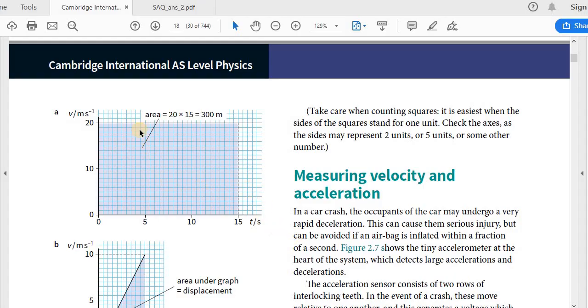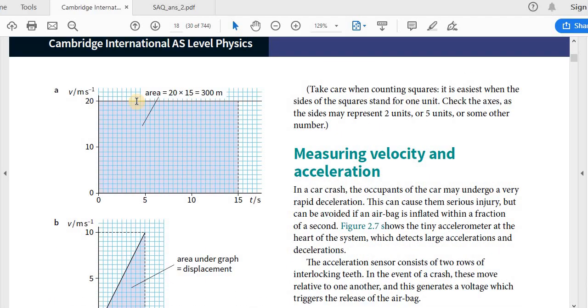Okay, let's find the displacement in the first 15 seconds. Here it is a regular shape. So what you can do is you can find the area of this rectangle. It's a rectangle, the regular shape. So that is 20 into 15, which is 300. Okay, the displacement in the first 15 seconds is 300 meters.